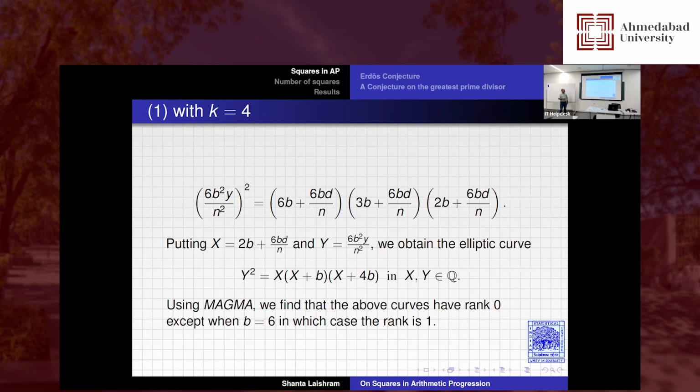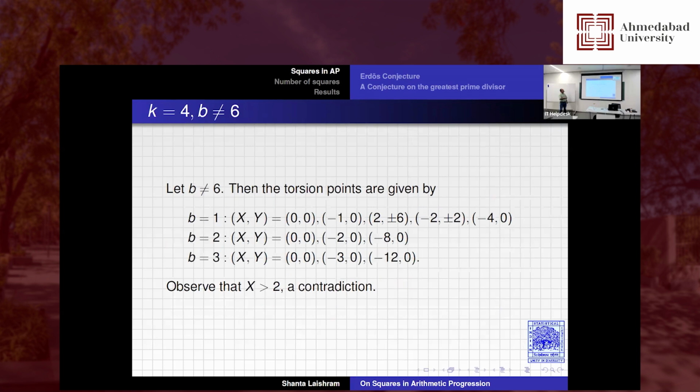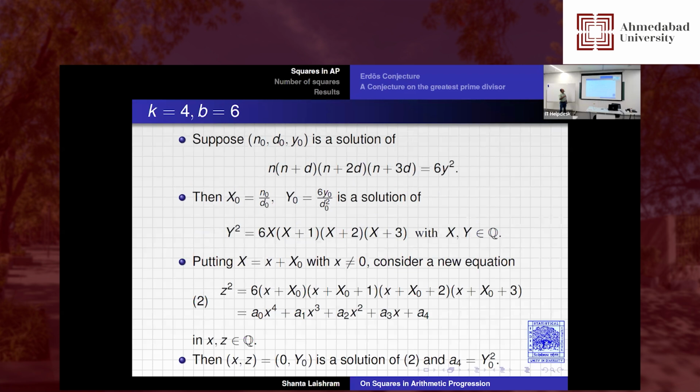But we can't say the same thing for b equal to 6. I'll come to that. So when b is 1, 2, 3, you have only finitely many rational points, and by going back, you find that there are no solutions to this equation with k equal to 4, b equal to 1, 2, 3. Now what happens when k is 4 and b equal to 6?